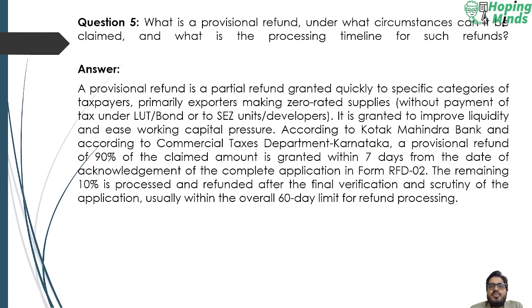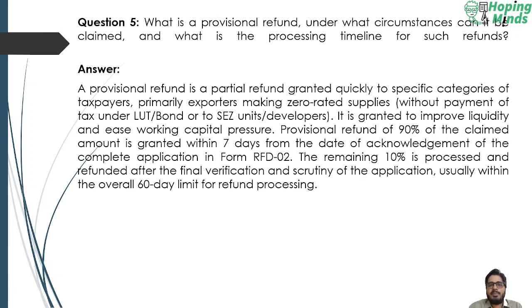Next, what is a provisional refund? Under what circumstances can it be claimed and what is the processing timeline for such refunds? So a provisional refund is a partial refund granted quickly to specific categories of taxpayers, primarily exporters making zero rated supplies without payment of tax under LUT or bond or to SEZ units or developers. It is granted to improve liquidity and ease working capital pressure.